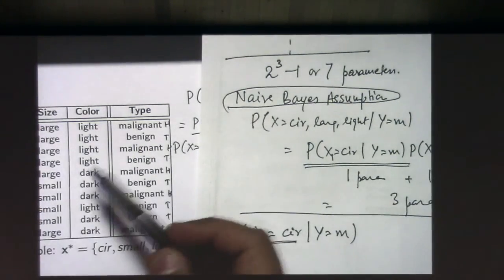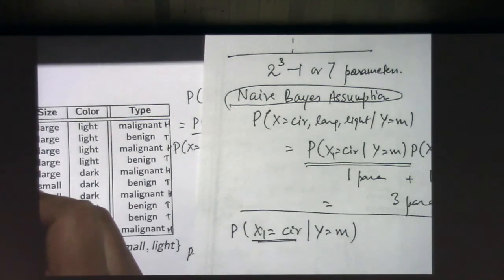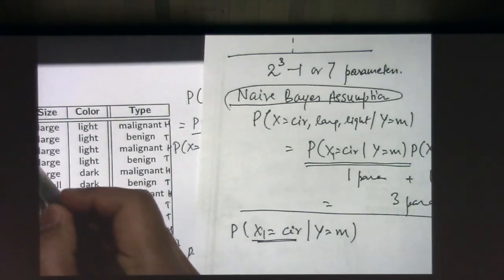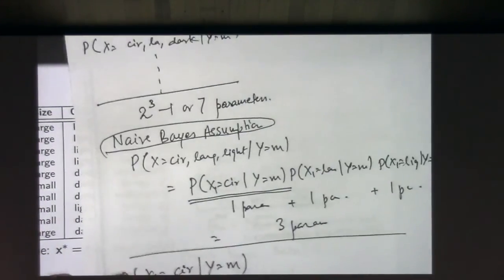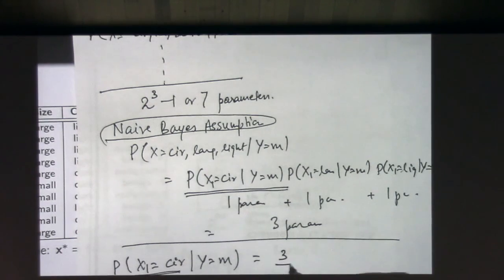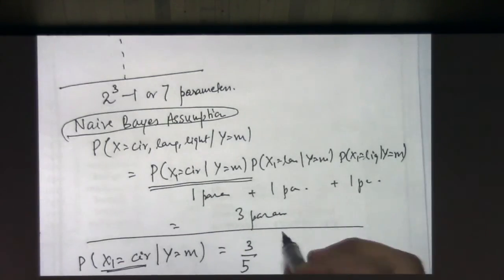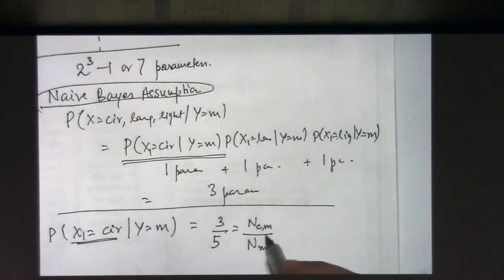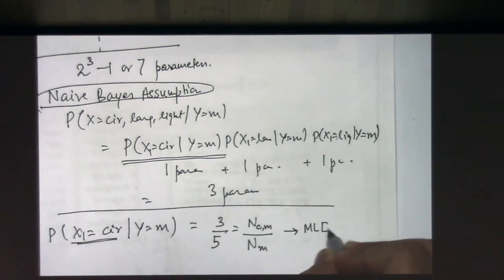So all you do is you say, okay, when the malignant class: circular, oval, circular. So out of 5, 3 times you saw circular, right? So if you're doing an MLE, this would just be 3 over 5. In general, you can write it as the number of times you saw circular in the class malignant divided by the number of times you saw class malignant, right? So that's what the algorithm would do. And now this is the MLE estimate.